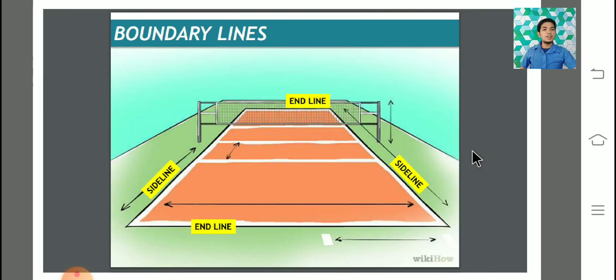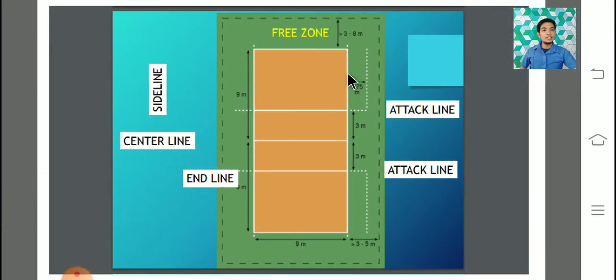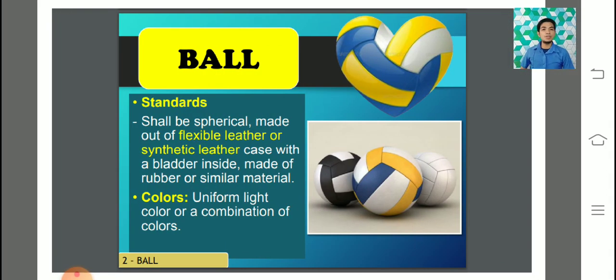So, overall, ito yung image ng apat na line, the SCAB. Okay? Serving line, ano pa ba? Sige nga. Serving line, center line, yung A, attack line, and then the boundary line. So, overall, yan yung, sa nakikita nyo sa screen, yan yung mga lines sa volleyball court. Now, let's proceed to the next equipments, which is the ball.